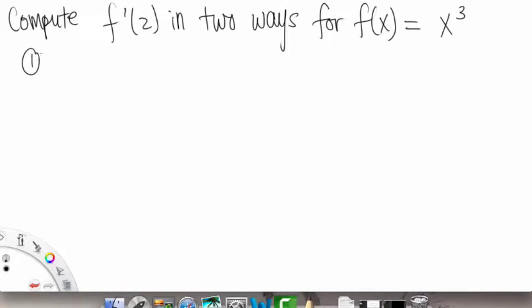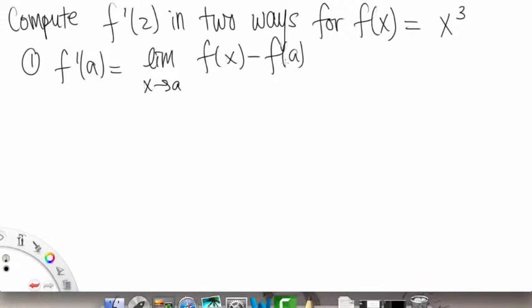So first of all, we've learned two different definitions of the derivative. A lot of alliteration going on there. So the first one is that f prime of a is equal to the limit as x goes to a of f of x minus f of a over x minus a. So that's the first one.